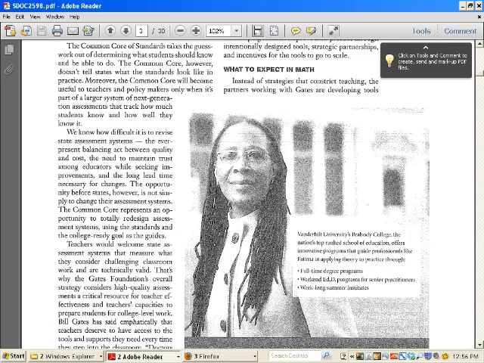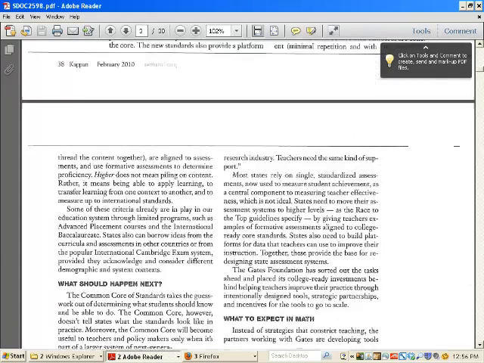Teachers would welcome state assessment systems that measure what they consider challenging classroom work and are technically valid. See, it says that's why the Gates Foundation overall strategy considers high-quality assessments a critical resource for teachers' effectiveness and teachers' capacities to prepare students for college-level work.